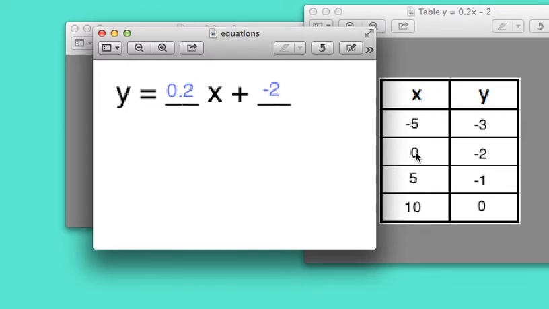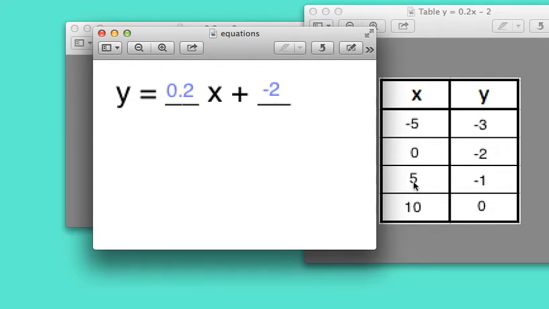If I were to plug this x in here, I do 0.2 times 0. That's the 0 I'm putting in for the x. 0.2 times 0, I know that one. 0.2 times 0 is 0. Then I add -2 to that, and I end up with -2. So if x was 0, y becomes -2. And if you look here, if x is 0, y is -2. This equation is giving me all these points.